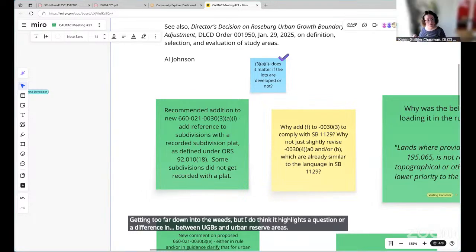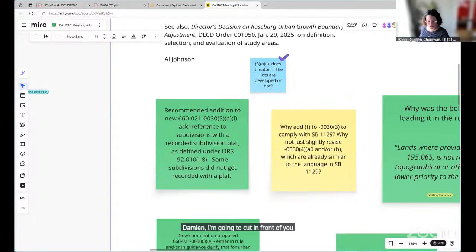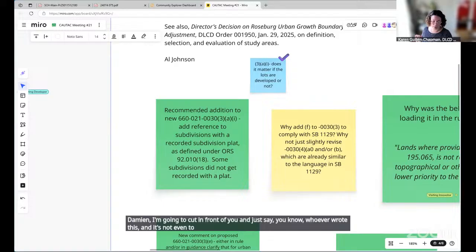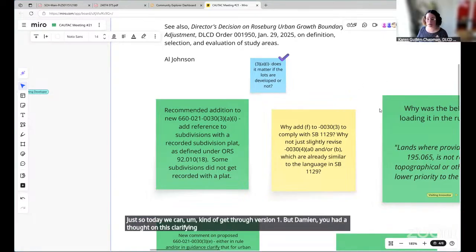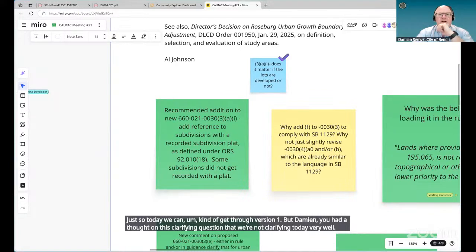And Damien, I'm going to cut in front of you and just say, whoever wrote this, and it's not to single out any one person, it's actually to the entire group. I'm hoping that folks might be okay if they let us sit with this question for a little bit, and we'll come back with a version 2 proposal, and let's talk through it with version 2, just so today we can get through version 1. But Damien, you had a thought on this clarifying question that we're not clarifying today very well. Thanks, Colton.